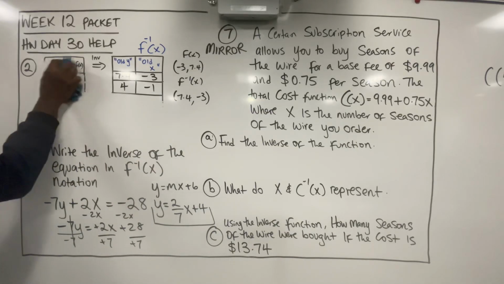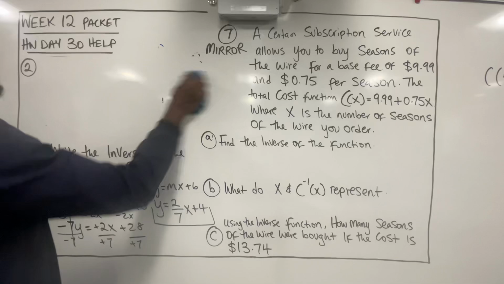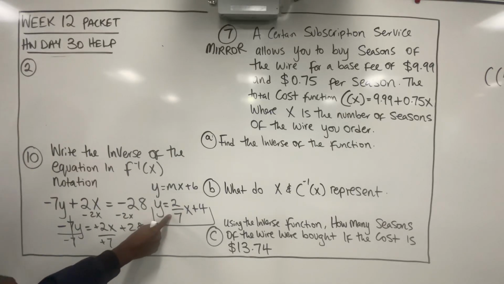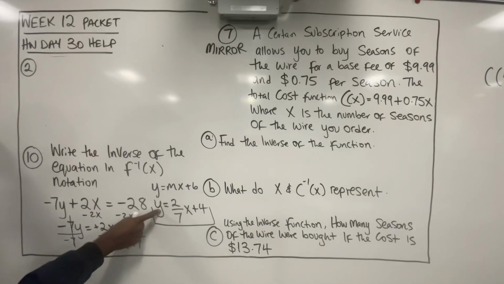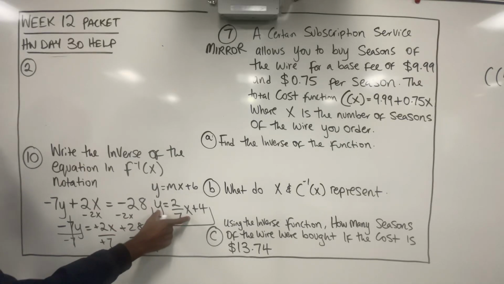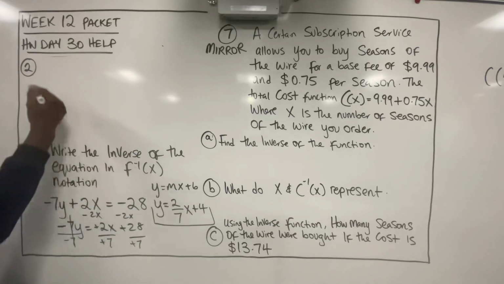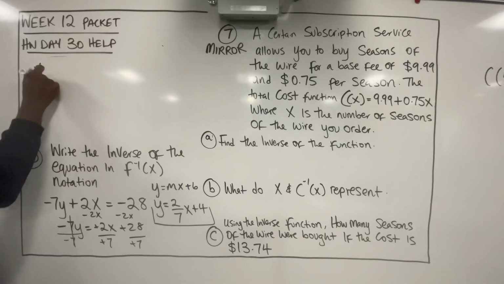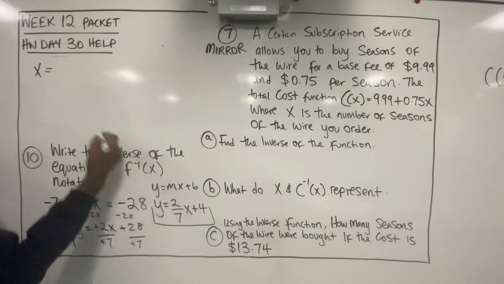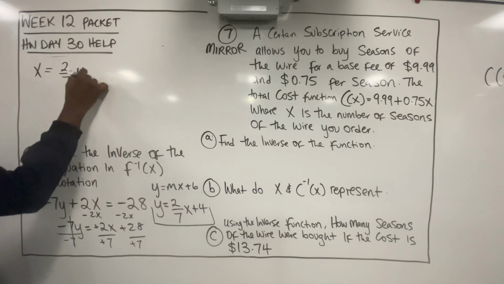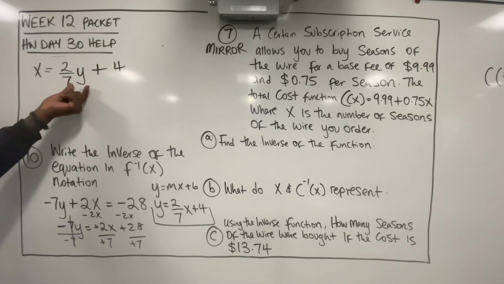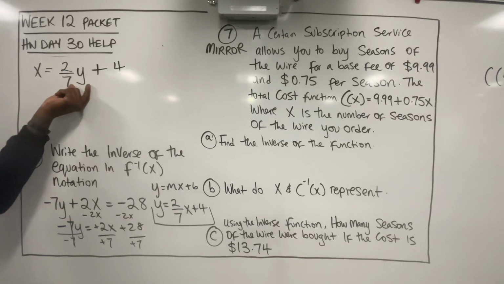So I'm going to create some more space. To find the inverse of this function, your step 1 we don't need to do anymore, because this is our f of x. It's already written as a y. So you switch the positions of your x's and y's. This y will become x, and your 2/7 x will become 2/7 y plus 4.